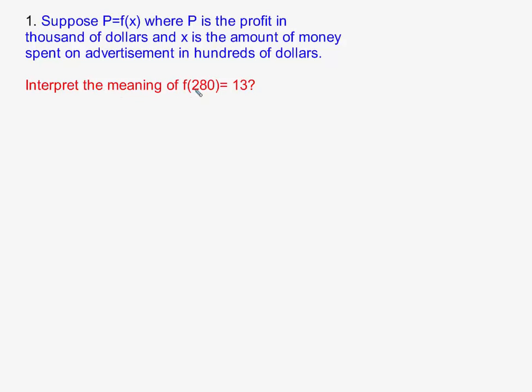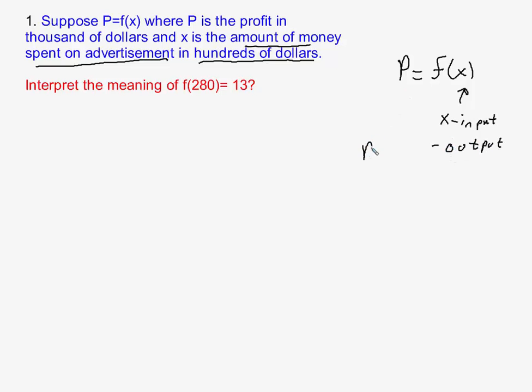Let's start on just doing the first problem that I posed. We are to interpret the meaning of f of 280 equals 13. So just as a refresher, the letter x is the input, and in this problem represents the amount of money spent on advertisement, and it happens to be in hundreds of dollars. So we'll use that in a minute. The output notation, however, actually has two different labels. The letter p for profit is the output, but since p is equal to f of x, that means this is also the output notation. So p is the output, and at the same time, all of the notation f of x is the output. Try not to think of the letter f as the output of the function. In fact, just the letter f by itself happens to be nothing more than the name of the function.